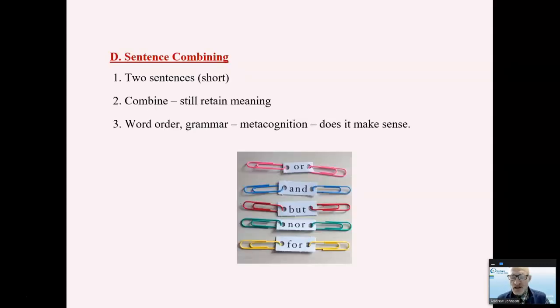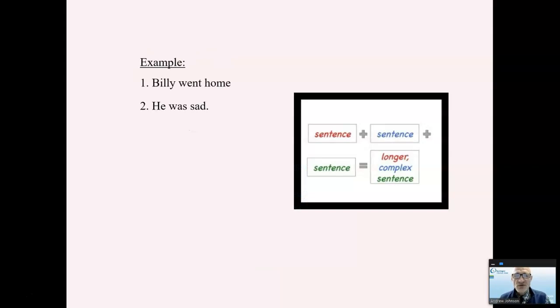Sentence combining. This is a research-based grammar strategy, a lot of research to support this. It can also be used in writing and reading, almost everything can. Here, you provide two short sentences, and students have to combine them while retaining the meaning of both, retaining the ideas. And yes, it's grammar and word order, but also metacognition, because students are saying, does this make sense? Does this make sense? All these activities, by the way, sentence mix-up, that involves metacognition because students are saying, does this make sense? Let me give you an example.